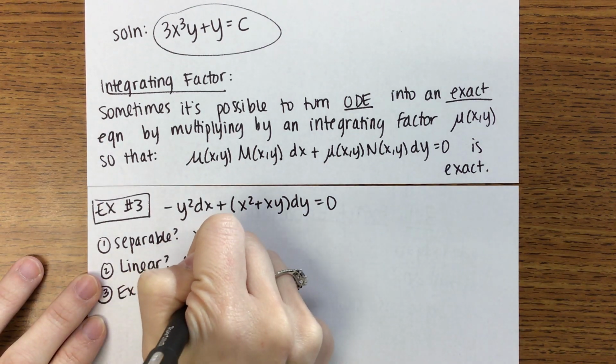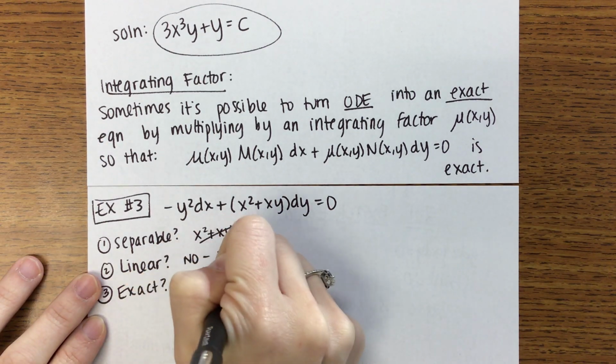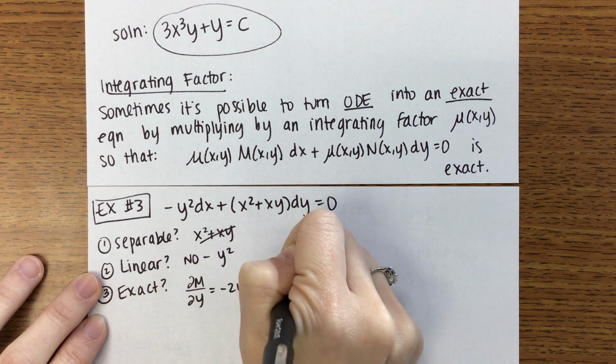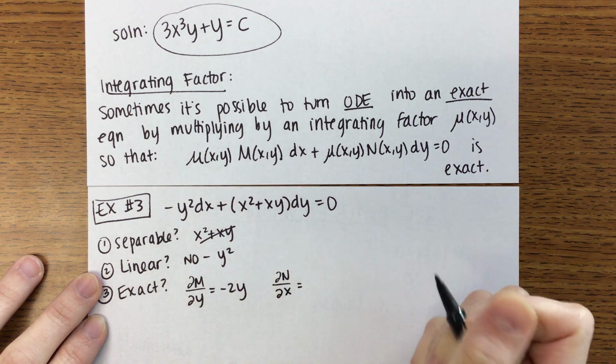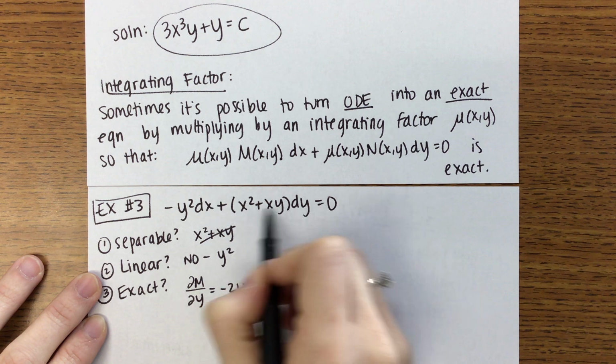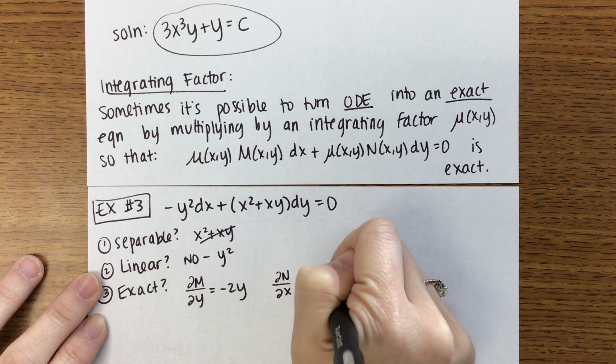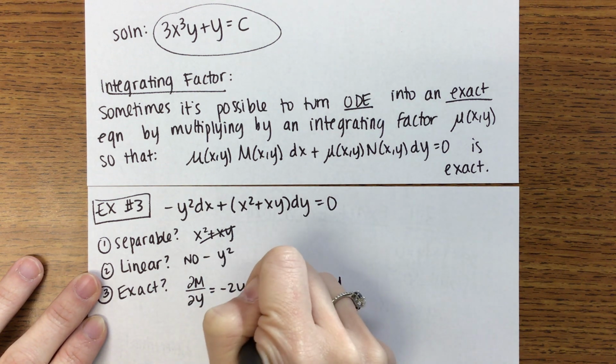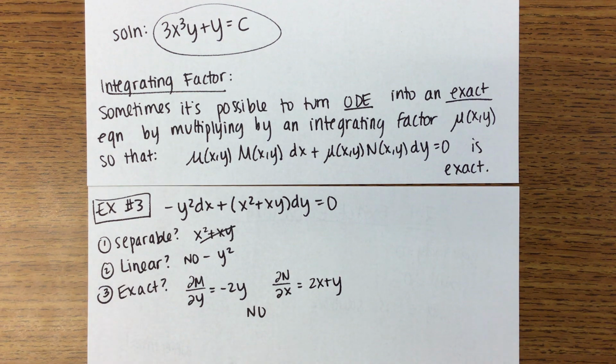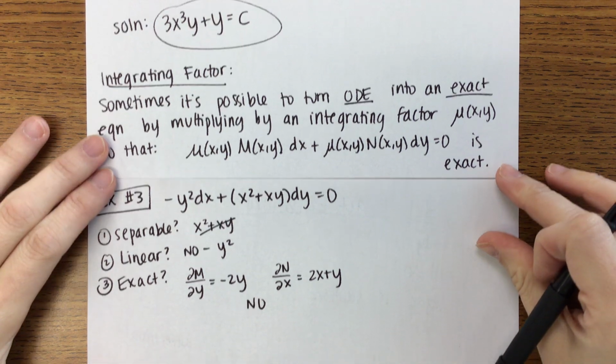So we would take the partial of m with respect to y, which in this case is negative 2y. Take the partial of n with respect to x. Take the derivative with respect to x. We get 2x plus y. So this is not exact. So far, we don't have a way to solve this.